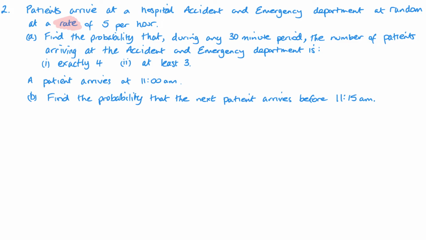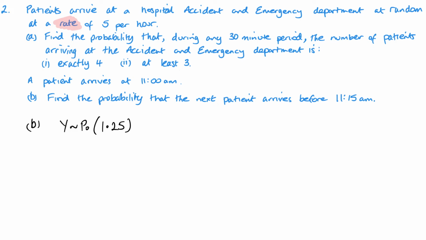Now for the next part, we can see a patient arrives at 11 AM. Find the probability that the next patient arrives before 11:15 AM. So this time we're looking at a 15-minute period. So we need to again adjust our value of lambda. Obviously I'm changing letters as we change in our distribution, and a quarter of that 5 is 1.25, to go with the quarter of an hour, the 15-minute difference between 11 and 11:15.